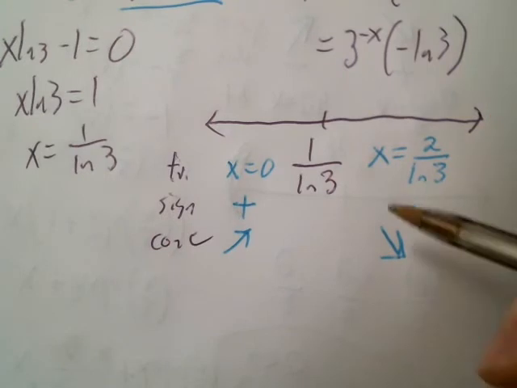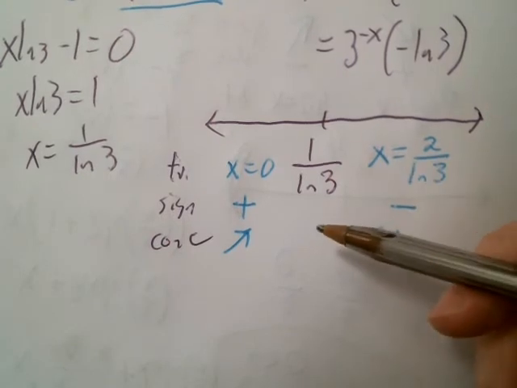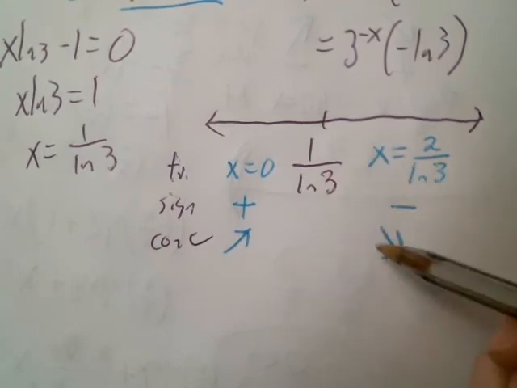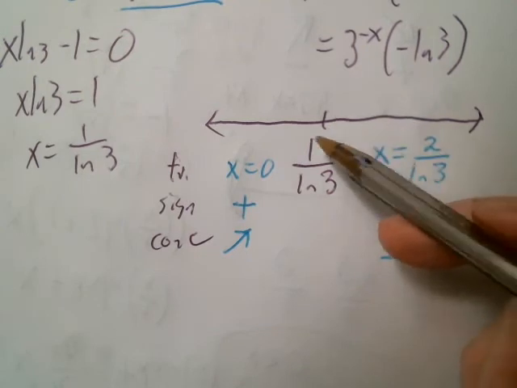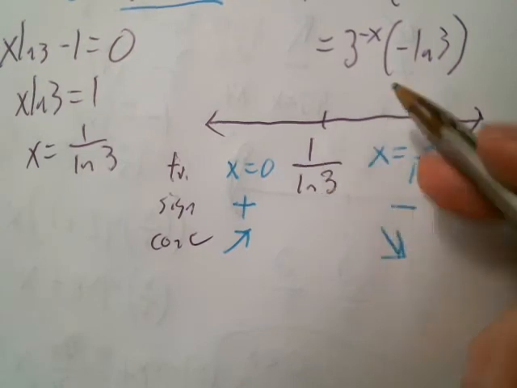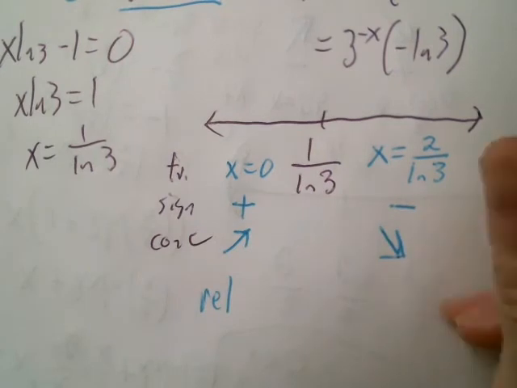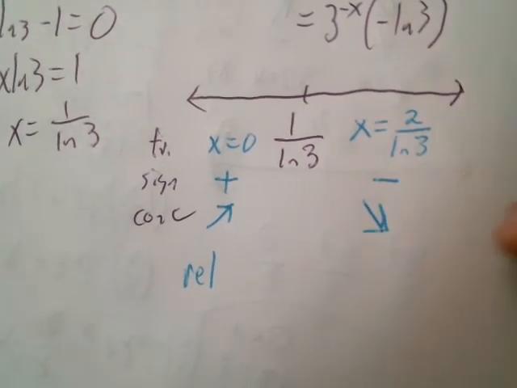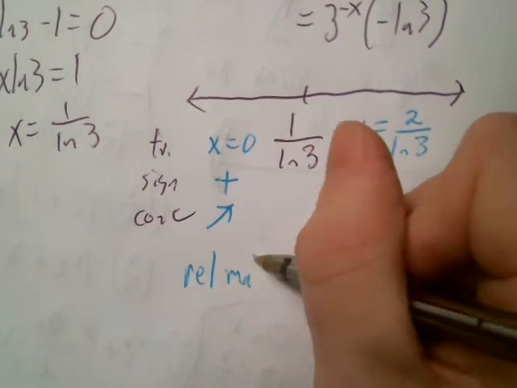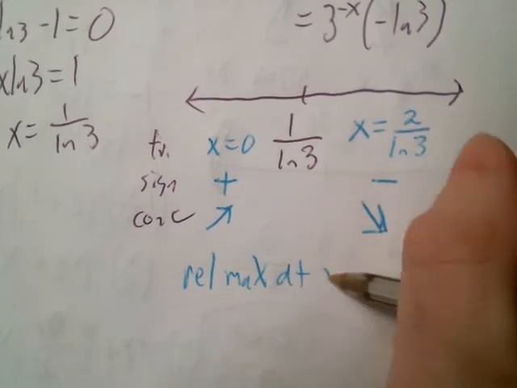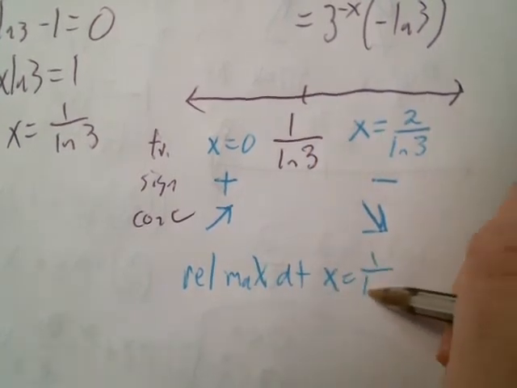And then finally, by the first derivative test, that means we have a hill, and whatever's at the top of the hill is a max, so relative max. So there's a relative max. And you wanted to know the simplification in particular of this extrema. So you have a relative max at x equals 1 over ln 3.